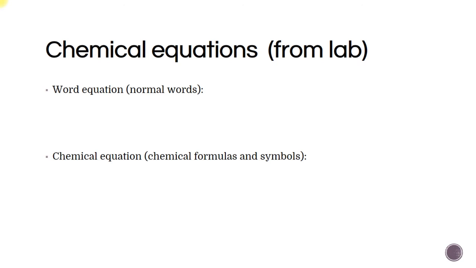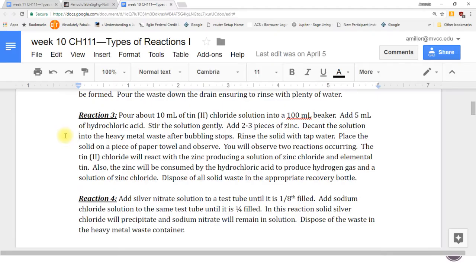Okay, so one of the tasks we have in lab is to translate from words into formulas and equations. We did this in Reactions 1 lab, so I'm going to show you an example of one of the harder ones to interpret. Reaction 3 is a little complicated because actually 2 different reactions are occurring.